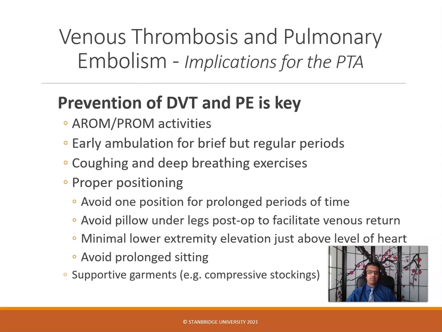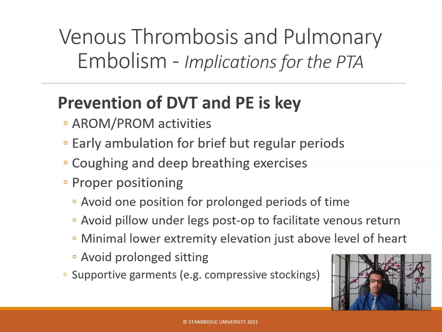How do you prevent DVT and pulmonary embolism? That's the key. We're going to do active and passive range of motion, early ambulation for brief but regular periods, coughing and deep breathing exercises, proper positioning, avoid one position for prolonged periods of time, and avoid a pillow under the legs. That's a no-no. A lot of people make that mistake. Minimal lower extremity elevation, just above the level of the heart. Avoid prolonged sitting, and use supportive garments such as compression stockings. All right. That was good stuff.